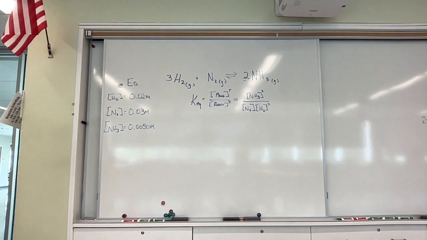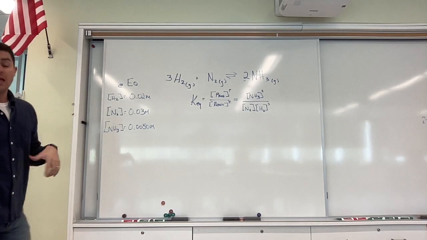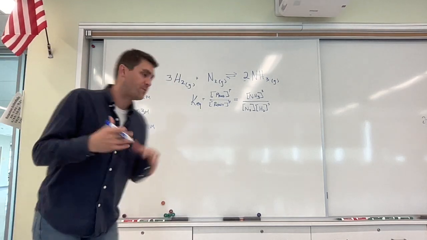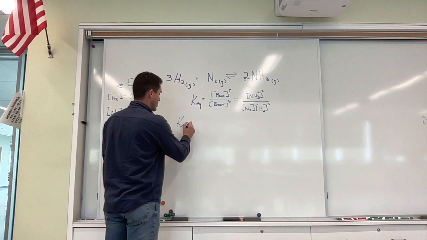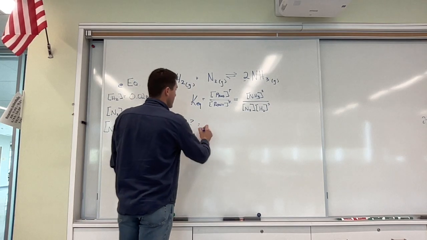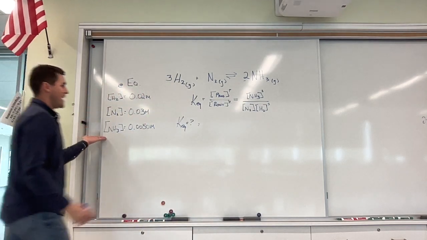Now, at equilibrium, I'm given some conditions. I am told that at equilibrium, I have these concentrations of chemicals. Therefore, I should be able to find the unknown. And the unknown in this question is Keq. Let's go ahead and solve for Keq. Let's start with our equation right here. I'm going to bring it down by plugging in some variables.